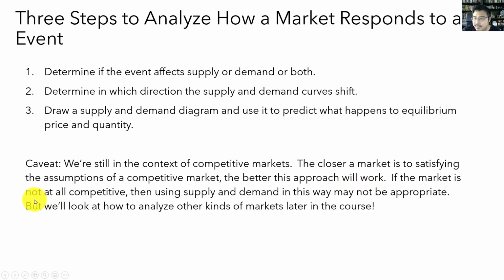But if the market is not at all competitive, right? Let's say there's only one supplier, or let's say that buyers and sellers are not price takers, then using supply and demand in this way might not actually be appropriate, okay? And instead, we're going to be looking at how to analyze other kinds of markets in later lectures in this course.